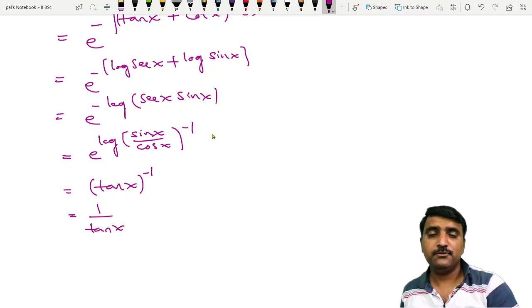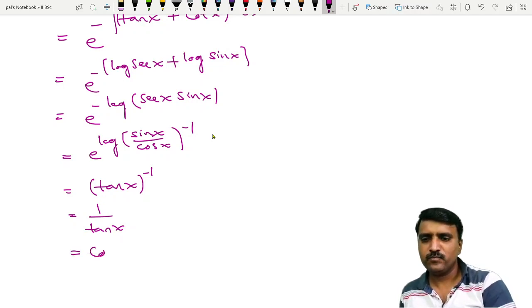So that is not equal to tan inverse of x. Don't be confused with that. It is not tan inverse of x. Tan x to the power minus 1 can be written as 1 by tan x. 1 by tan x is equal to cot x. So the integrating factor is cot x.